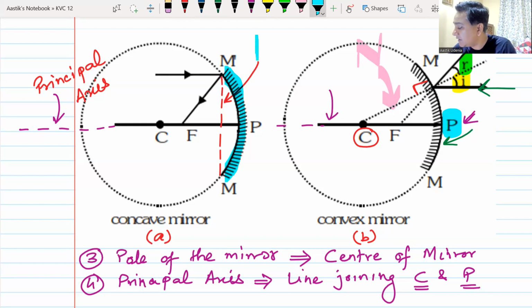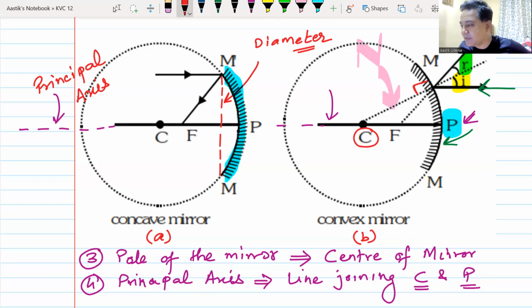Oh, I have used the wrong color. That is not good. I am very particular about colors because there are only 4 or 5 colors that I understand: red, blue, green, black, brown, pink, orange. That's it. That's my color definition.